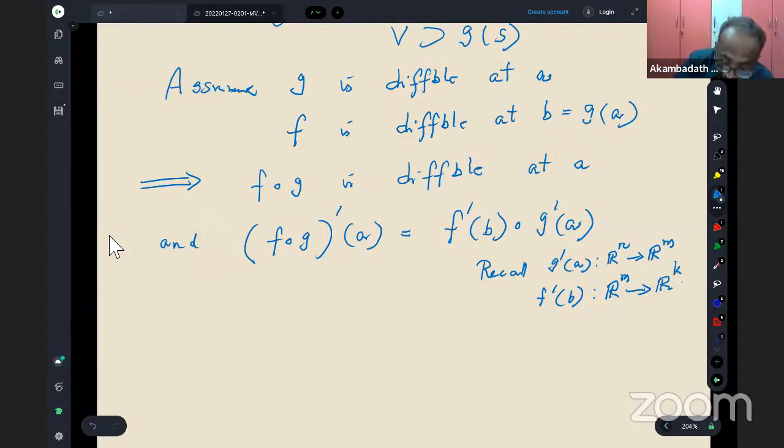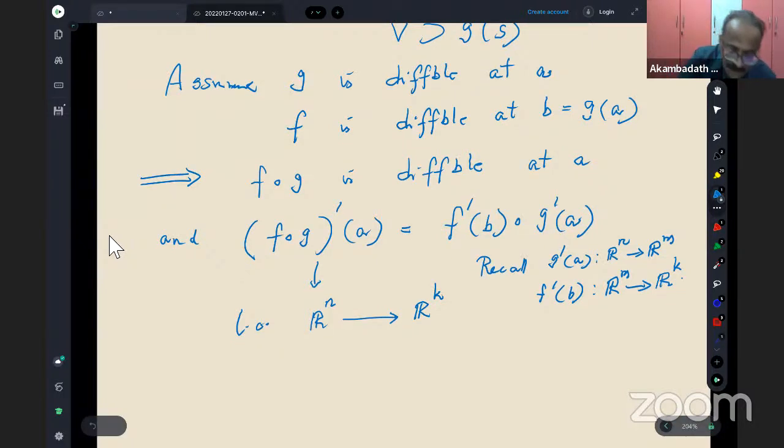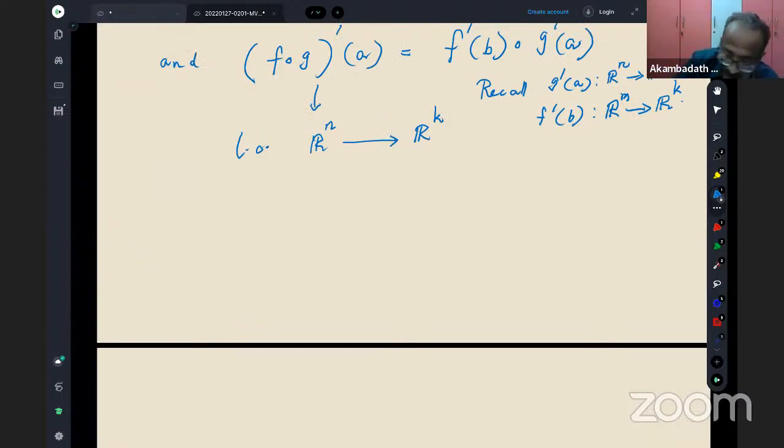Okay. So f prime of a, this is a linear operator from R^n to R^k, satisfying the corresponding linear equations. You can write this in terms of matrix. So let me use it in terms of matrix if you want it.